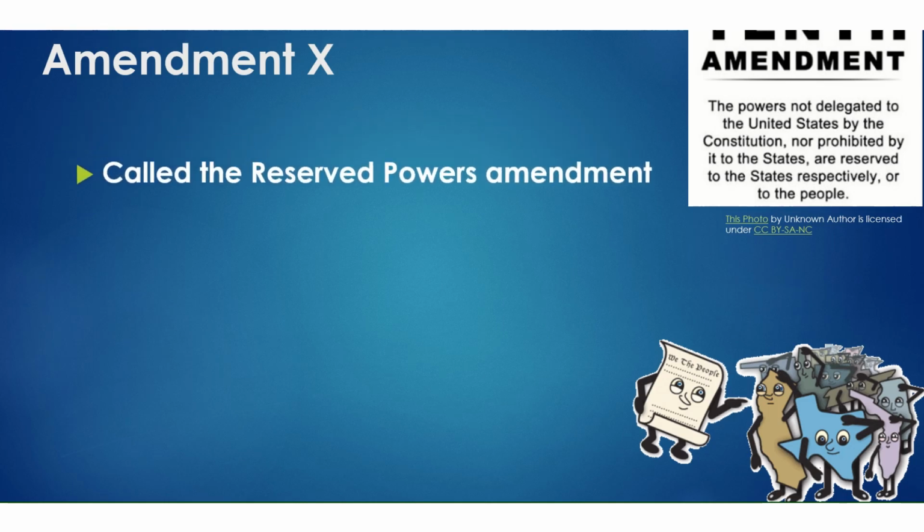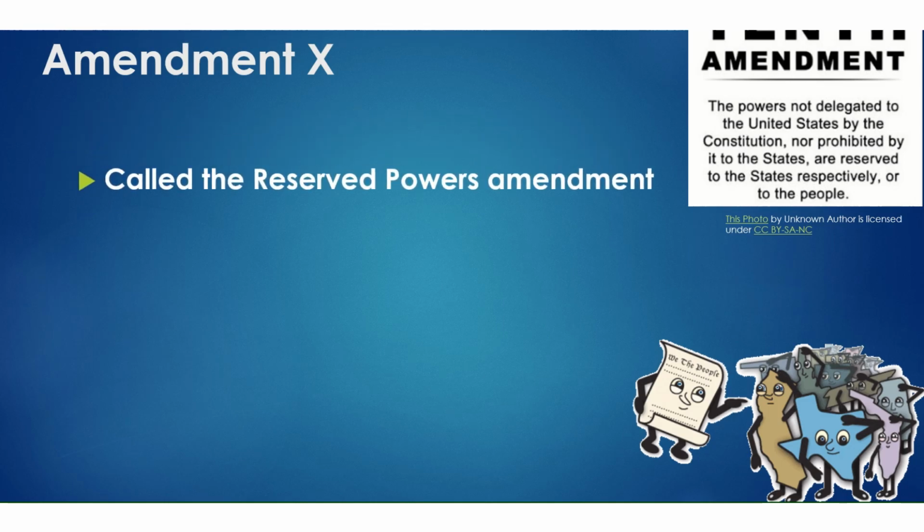Amendment 10 is referred to as the Reserved Powers Amendment, and you can see, it's very short. In the upper right-hand side of this presentation, you can see the language: the powers not delegated to the United States by the Constitution, nor prohibited by it to the states, are reserved to the states respectively or to the people. Another way to look at this, rather loosely, but I think it's generally true, go back and think about Article 1, Section 8. Remember the enumerated powers? That's a list of things Congress can make a law about. If you don't see that power granted to the national government, then by default, that is the domain of the state governments.